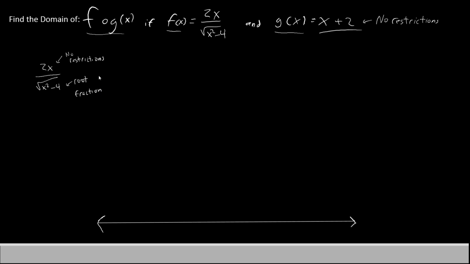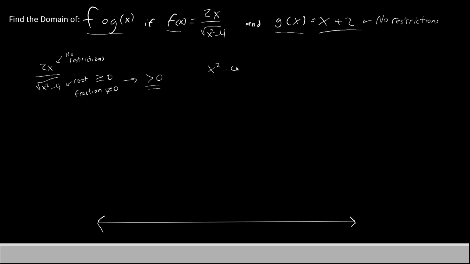Now, from the root we know that we have to be greater than or equal to 0. But since it's also on the bottom of a fraction, it can't equal 0. So that's going to change the condition a little bit. If it says greater than or equal to, but then another restriction says not equal to, what does that leave? It's just got to be greater than 0. So this inequality will look a little bit different from the other roots that we've done. Let's try to set it up.